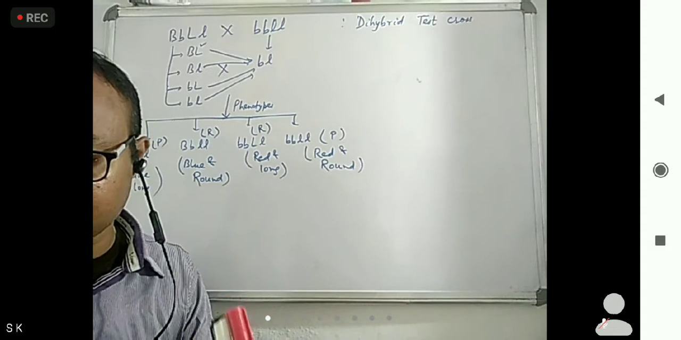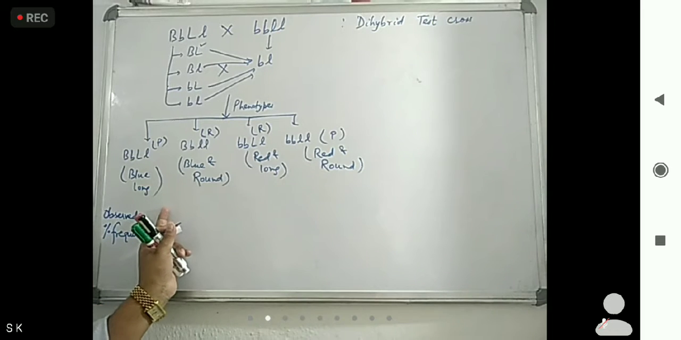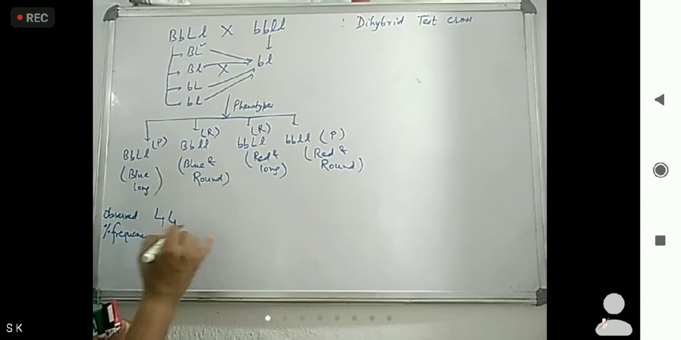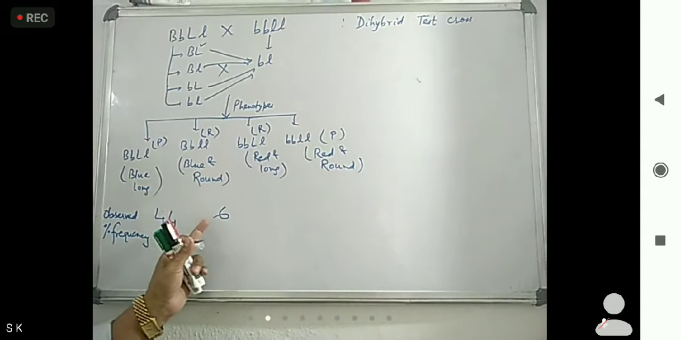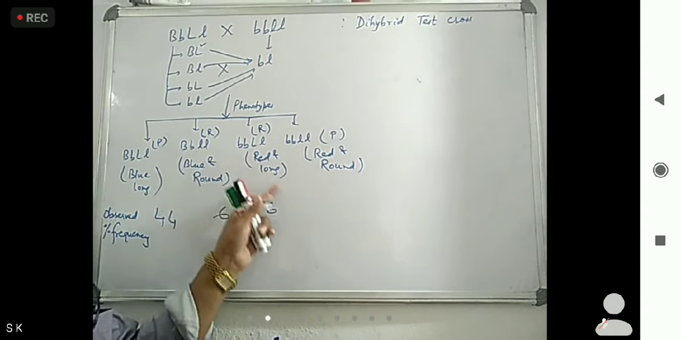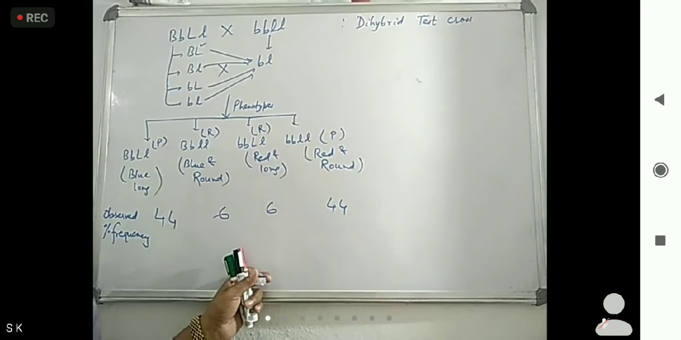After seeing this result, what he found? Observed percentage frequency. So what he found? Observed percentage frequency. So this Bateson and Punnett found 44, this one, 6% of blue and round, same, 6% of red and long, and 44 for parental combination.